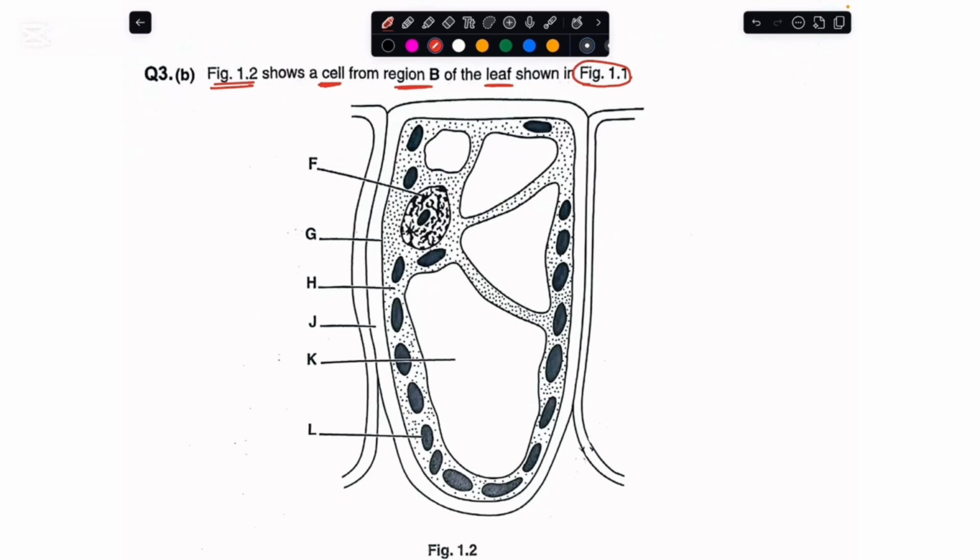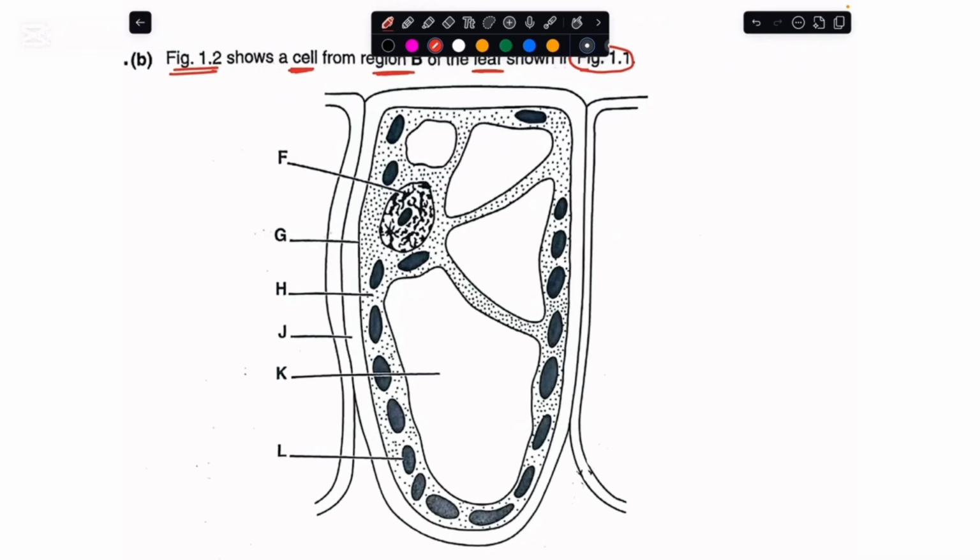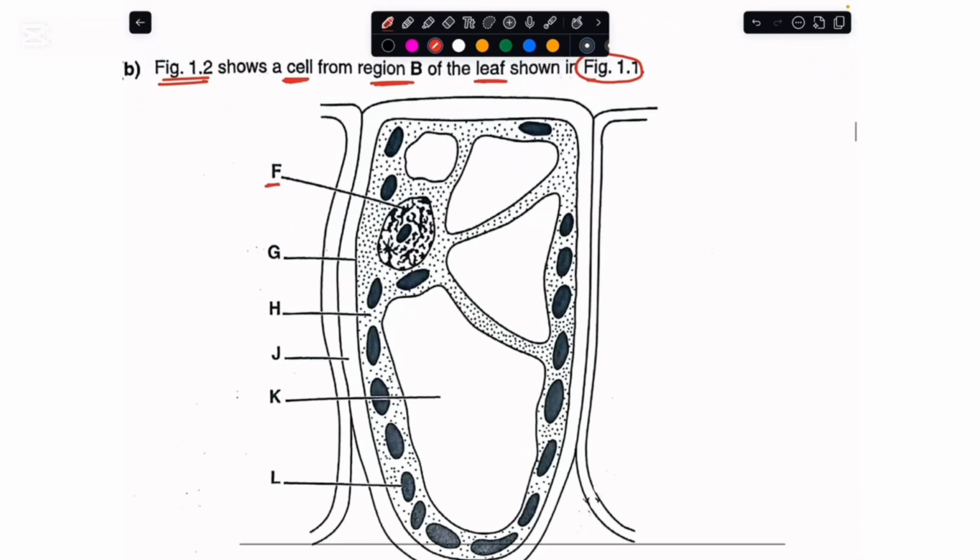For sure, there would be a leaf with us, and from the leaf, he has given you the diagram of this cell. So if I just quickly tell you what components we have with us. If you focus on the structure F right here, this is indicating the nucleus. The G that we have over here is the cell membrane.